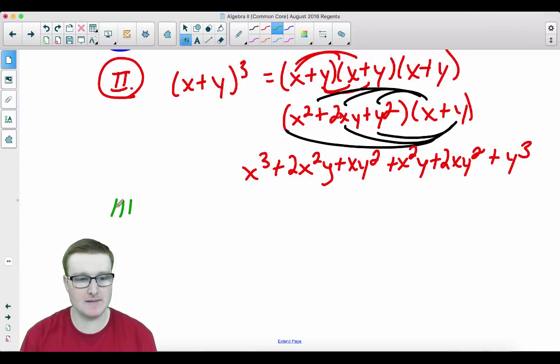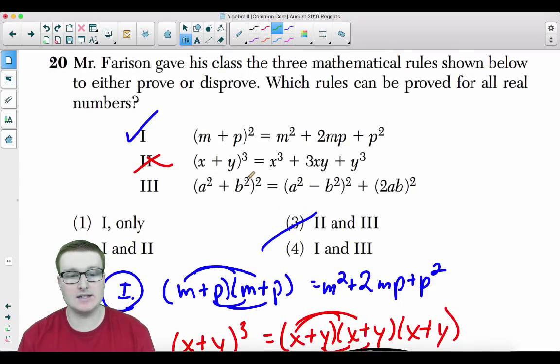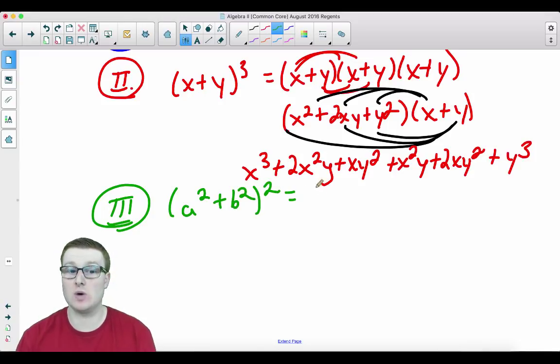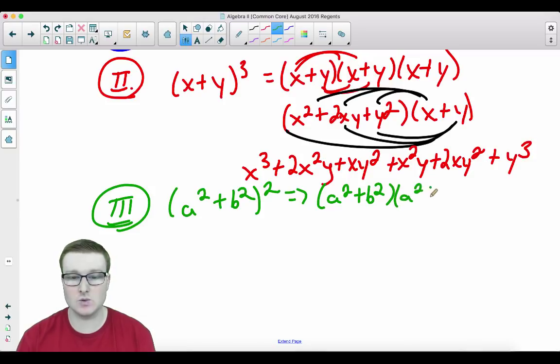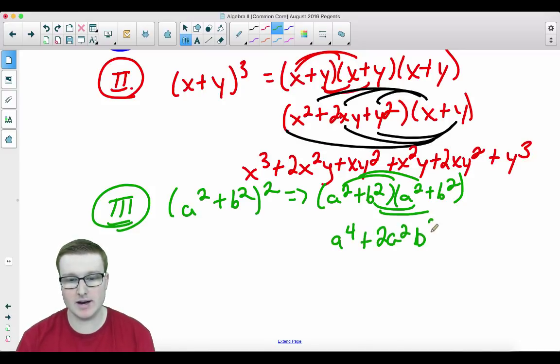Now, option 3, the easiest way is to FOIL this and then solve this by itself. So, we get (a squared plus b squared) squared. Square that, see what you get. So we get (a squared plus b squared)(a squared plus b squared). FOIL it out. We get a to the 4th plus 2a squared b squared plus b to the 4th.